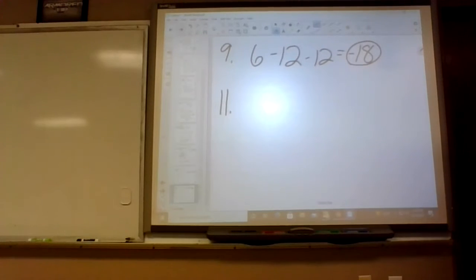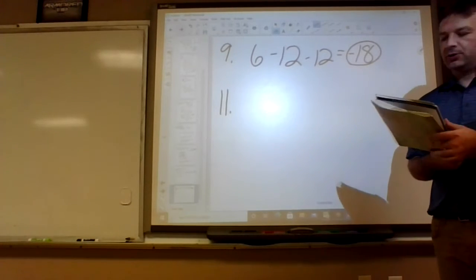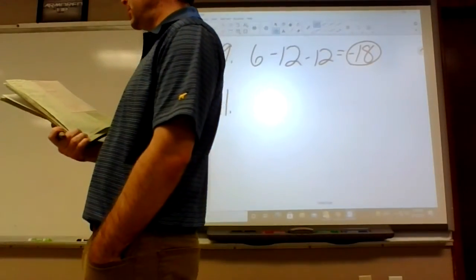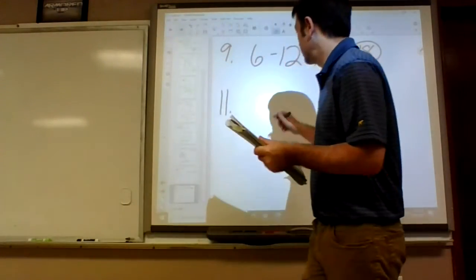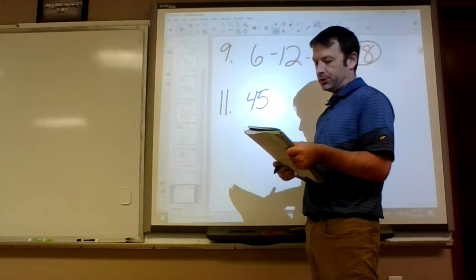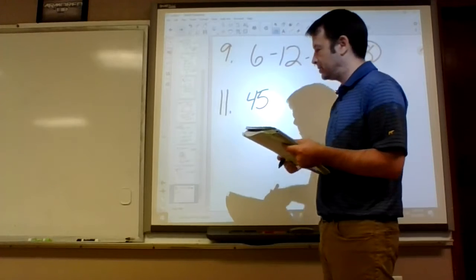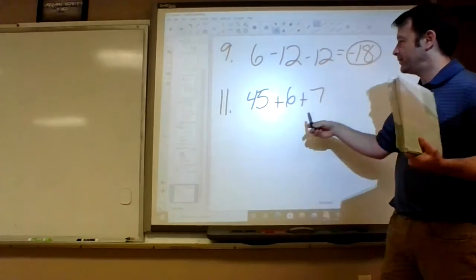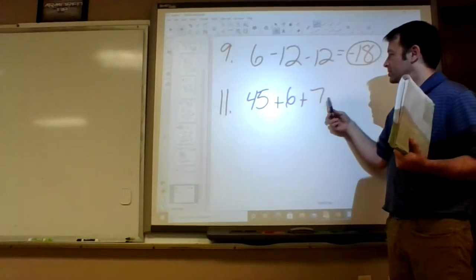Number 11, x squared. So what is 3 squared? 9 times 5. The first term is 45. Plus 2 times x. 2 times 3. And then plus 7. 45 plus 6, plus 7.